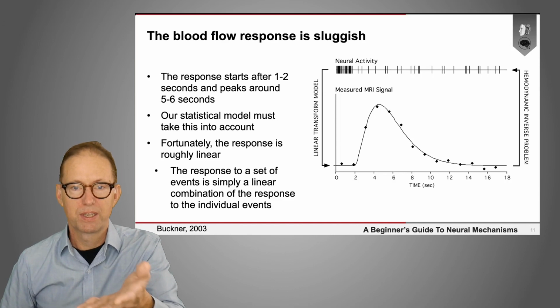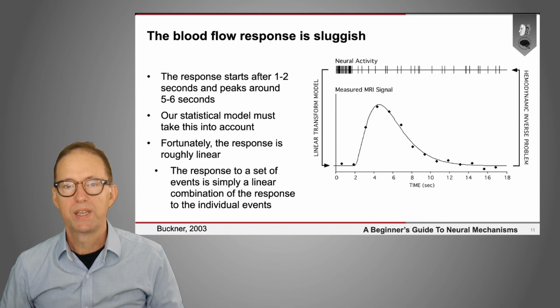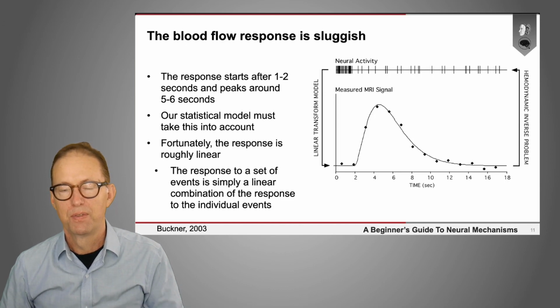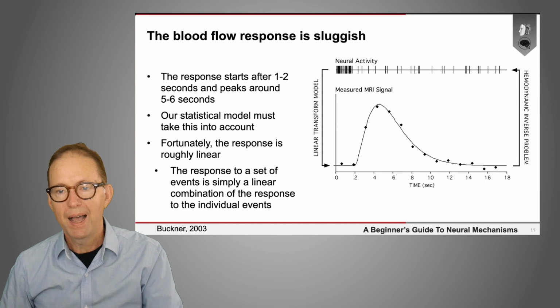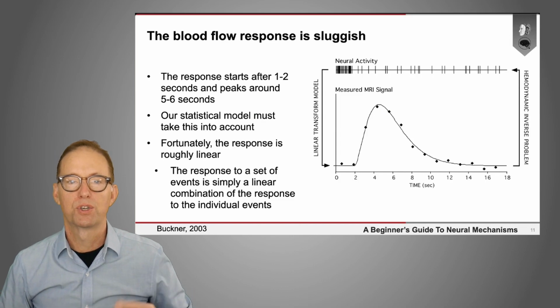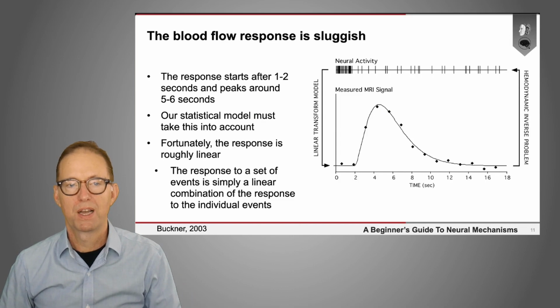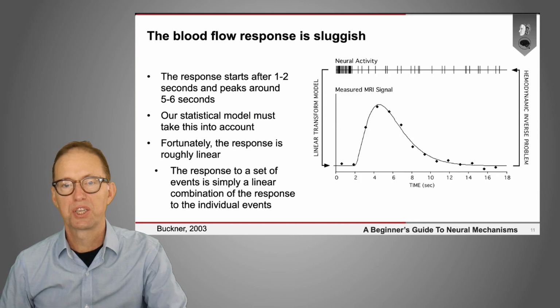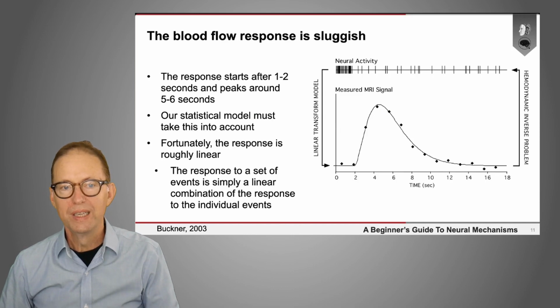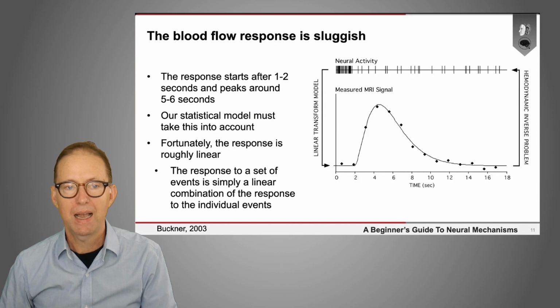So in this example from Randy Buckner, we see that the response starts about 1 to 2 seconds after the neural activity has started. And then the blood flow response peaks around 5 or 6 seconds. And in order to find the areas in the brain that are showing the expected response, we need to take this sluggishness into account.